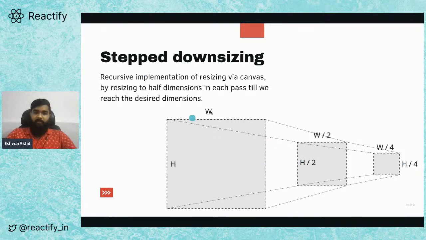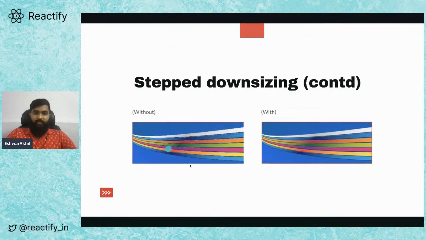So why is step downsizing recommended? These are the results when you do it without step downsizing and when you do it with step downsizing. If you observe here, there are some jagged edges, right? It's all kind of poking to the eyes, right? It's not the case here. The image might be blurred at some places, but it's not poking to the eyes at all, right? So with the help of createImageBitmap, you can get results as good as a step downsized image like this.